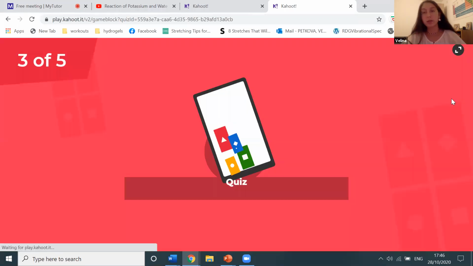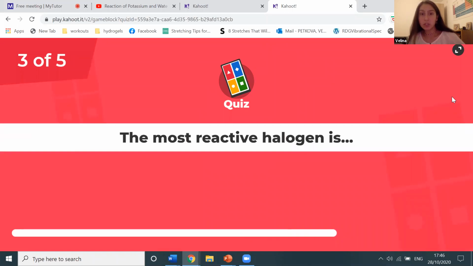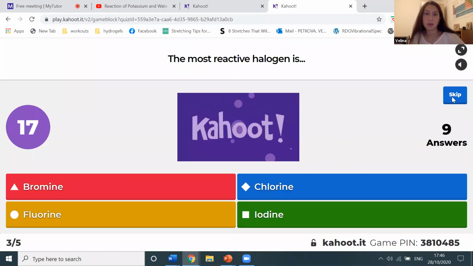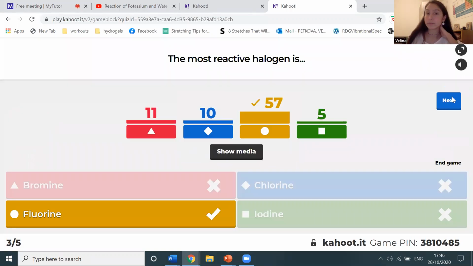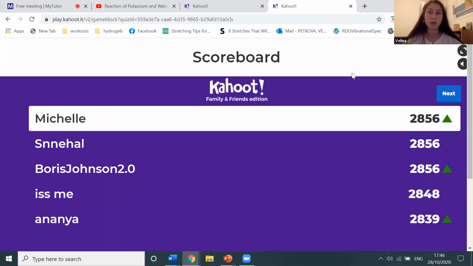Getting close. So what's the most reactive halogen? If you think back to the previous slide, it might have been slightly given away back there. Brilliant to everyone, okay? So the most reactive halogen is at the top of group 7, and in this case it is fluorine, because we know that the reactivity decreases down the group. Well done to you all.